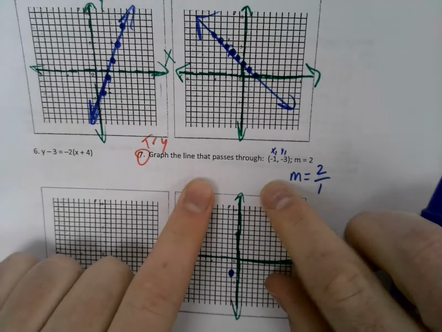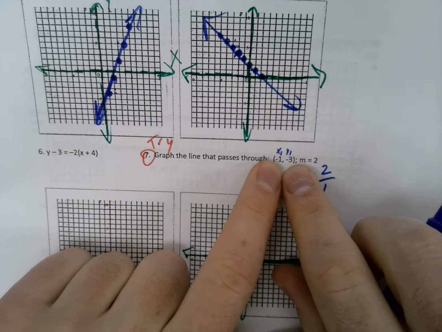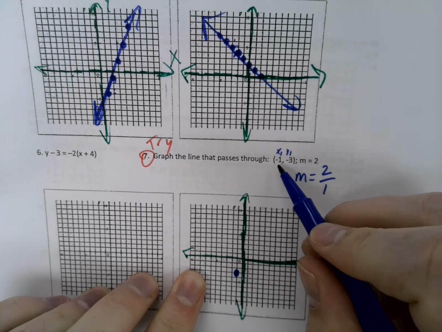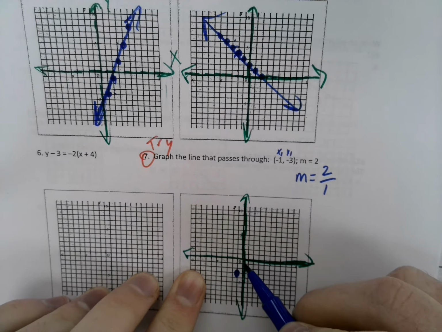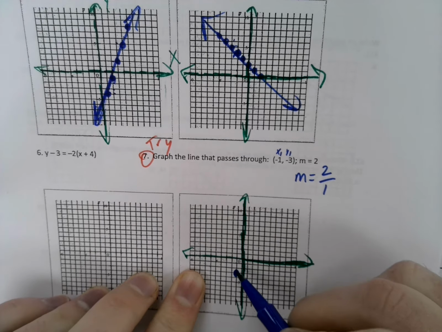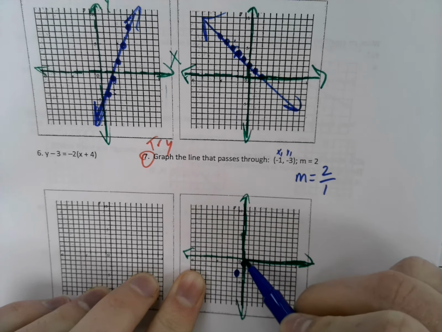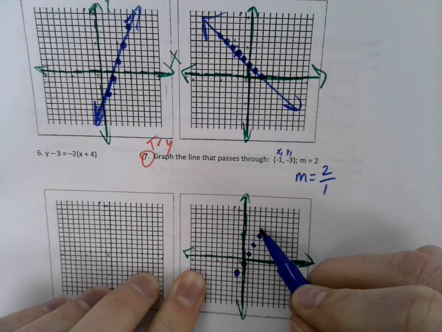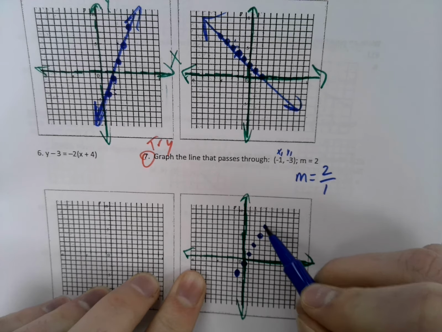And number 7 is even nicer. They go ahead and give you the point and the slope. They don't even make you pull it out of the equation. So -1, -3. We go left 1, down 1, 2, 3. Then we're using our slope. Up 2, right 1, up 2, right 1. You can kind of see that keep going.